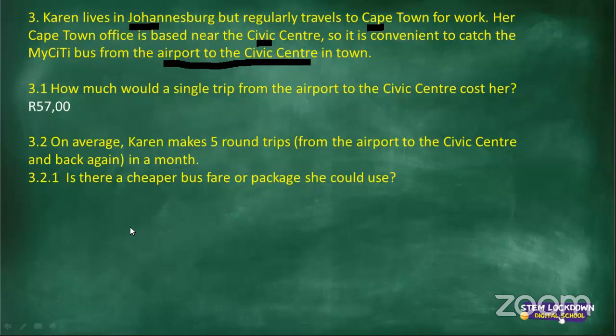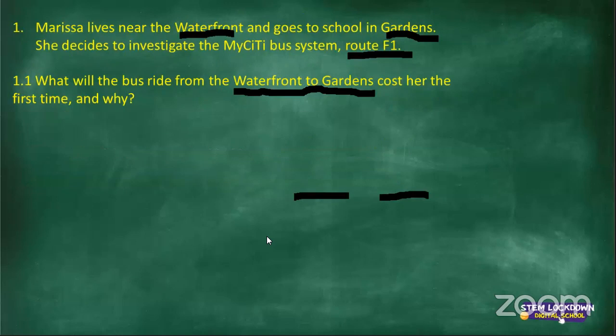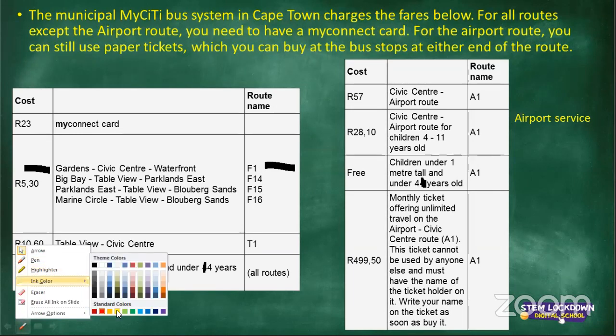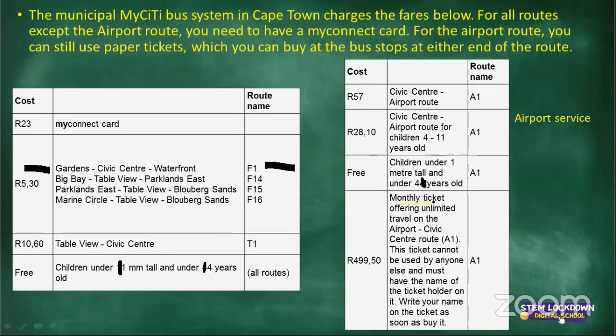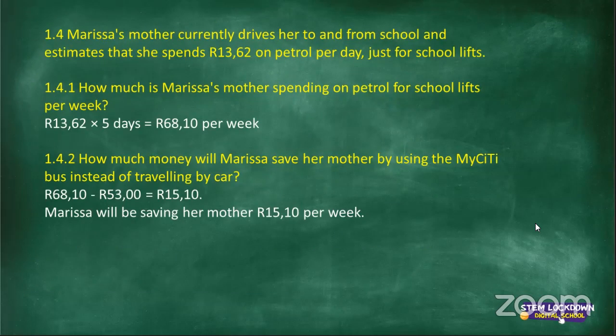Okay, guys, you are not answering the question. The question is saying, is there a cheaper option? Okay, fine. You've answered here that 57 rands multiplied by 10 would be 570, right? But now let's look at a cheaper option she could opt for. Instead of paying 570, she could pay cheaper. With the information provided, we find that there is a cheaper option. Here, the monthly ticket, offering unlimited travel on the airport to the Civic route. It's going to cost 499 rands 50 cents. So that is the cheaper option. As opposed to paying the 570 rands, she could pay 499 rands and 50 cents if she uses the monthly option.